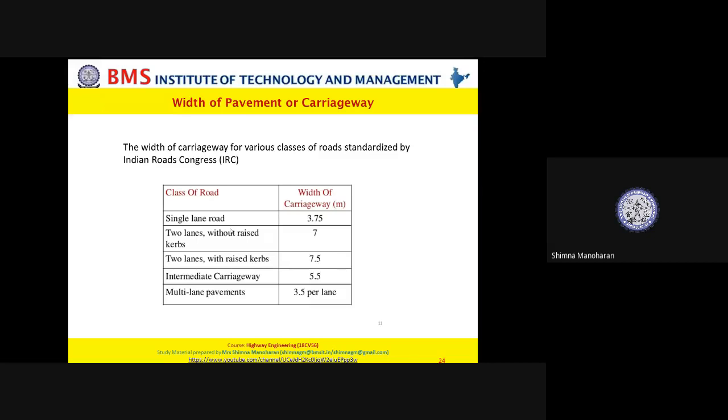One is based on what will be the design traffic volume, right? You will be designing the pavement maybe for the next 20 years. So what might be the traffic volume there? Then one more important parameter that controls the width of carriageway is the level of service. What do you mean by level of service? It is what all facilities are being provided for the traffic in that typical lane. So based on the design volume and the level of service, the number of lanes that has to be provided will be decided.